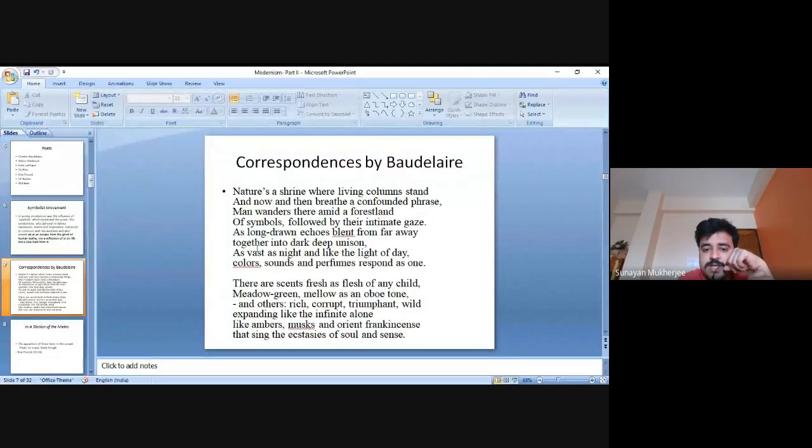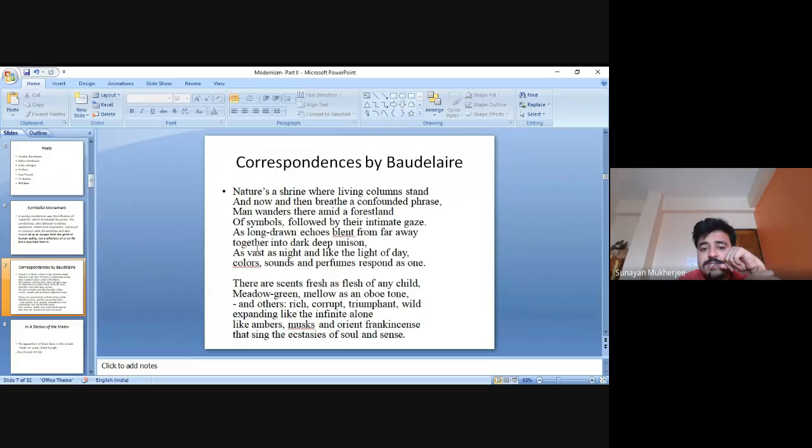As vast as night and like the light of day, colors, sounds, and perfumes respond as one. So, colors, sounds, perfumes, they are like the vast long nights or the light of the day. There is no such end to it. We don't know where it begins, we don't know where it ends, but it's a sort of a mystery.